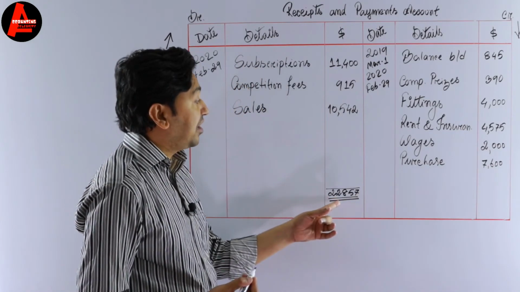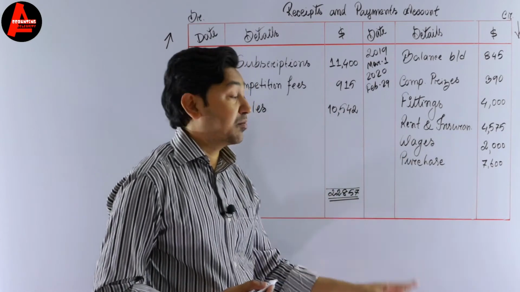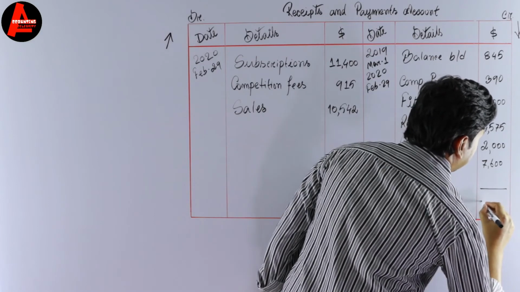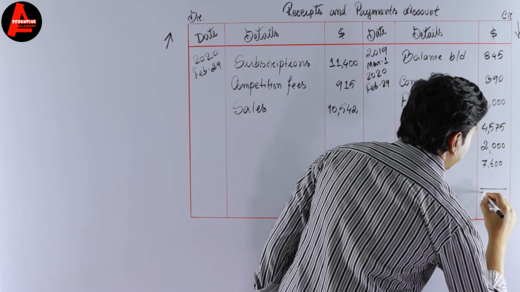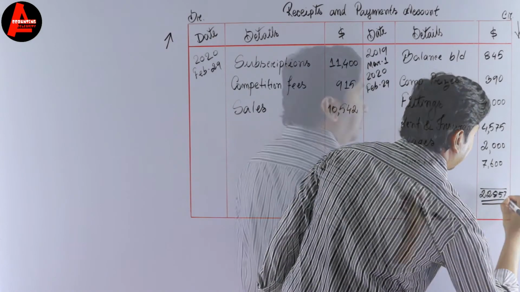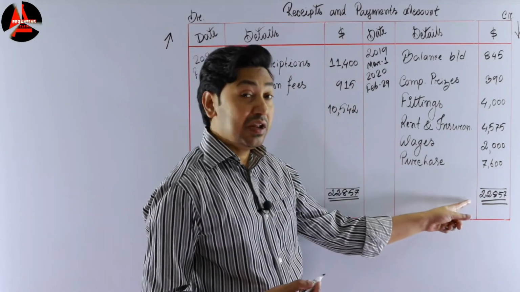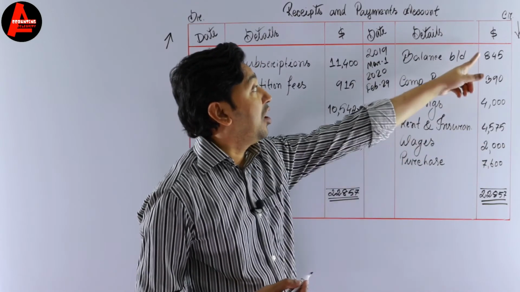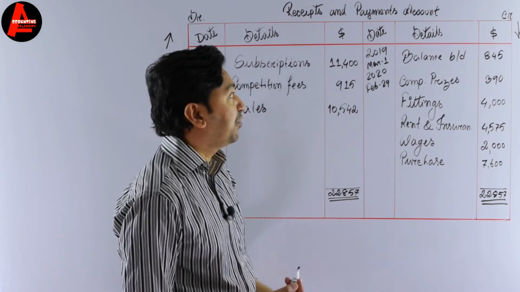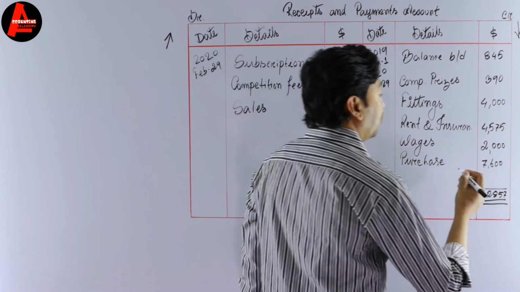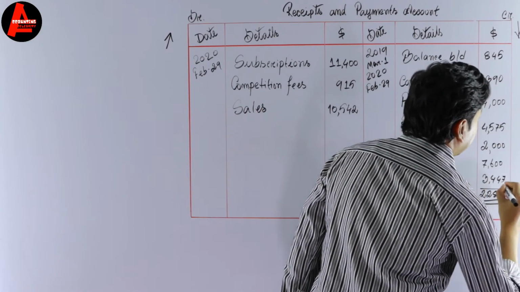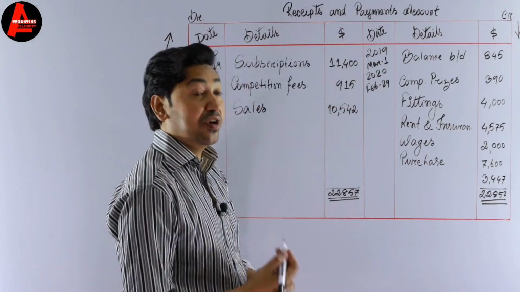Okay, so what to do now? We have to take the same amount to the opposite side, that means credit column. Okay, so let us take it here in the credit column. So here it is same amount, 22,857. Okay, now what to do? From this total we need to subtract this all amounts in the credit column. Okay, so if we subtract this all amount, we receive here $3,447.